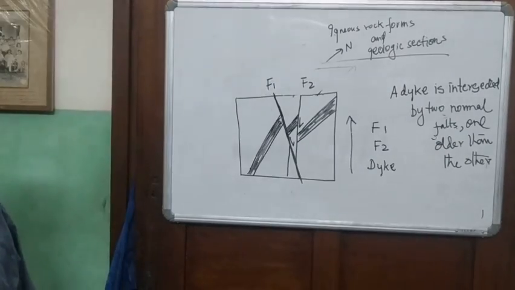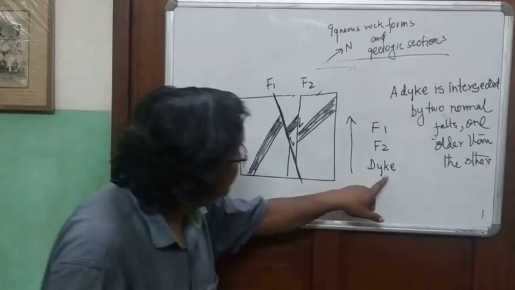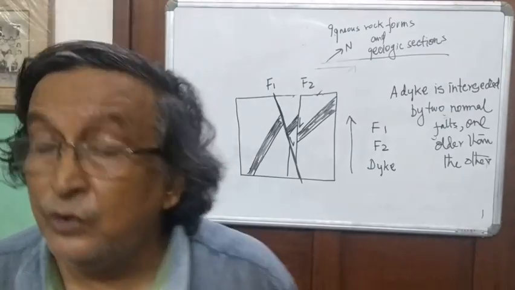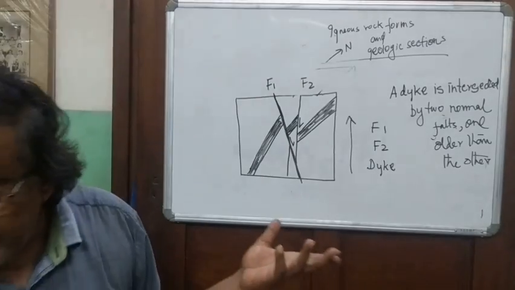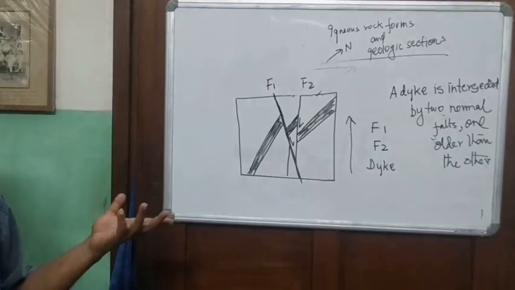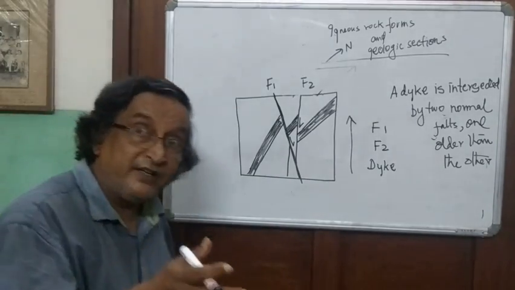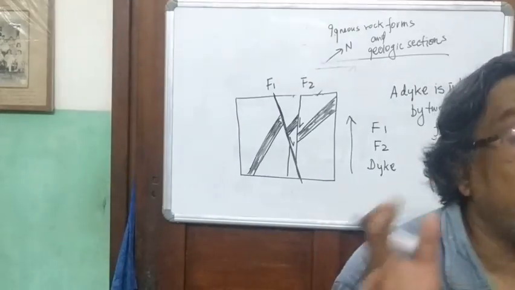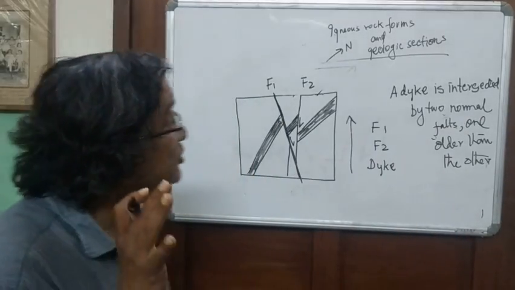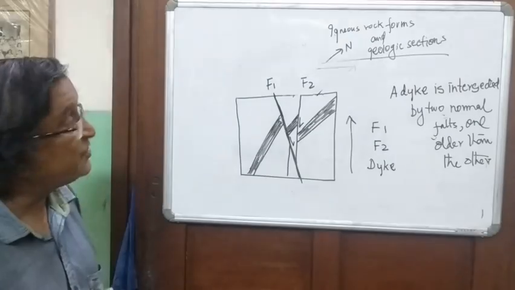Now, what remains? We have said dike, but there is no proof that it is a dike. How will you prove that it's a dike? It has to be discordant to the existing structure.